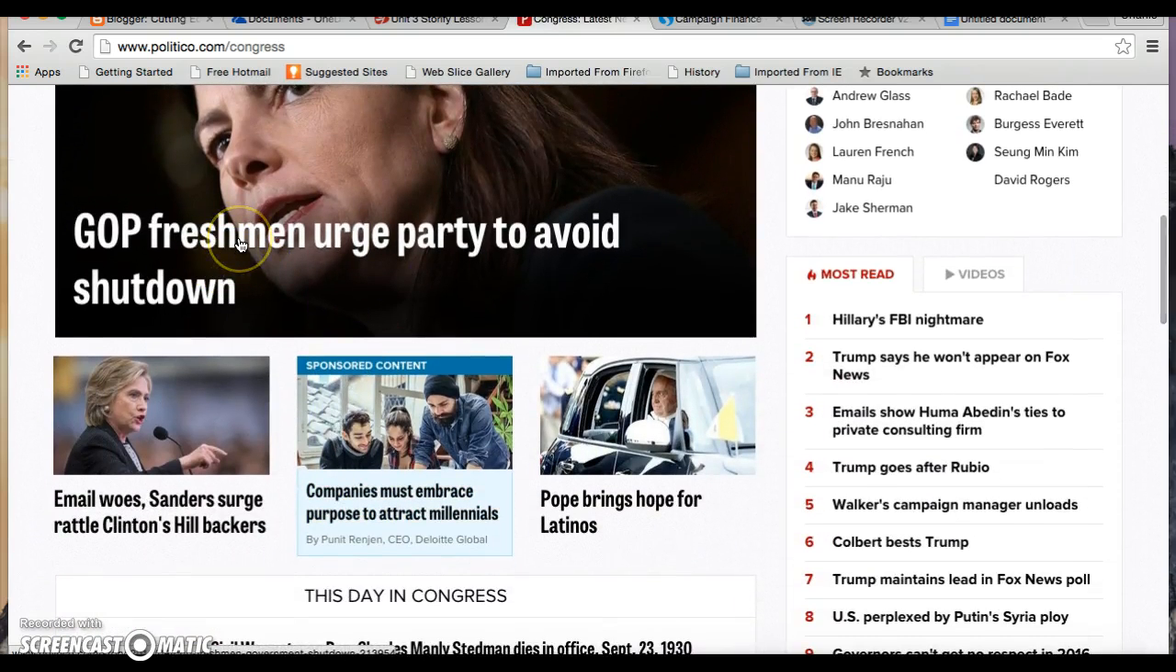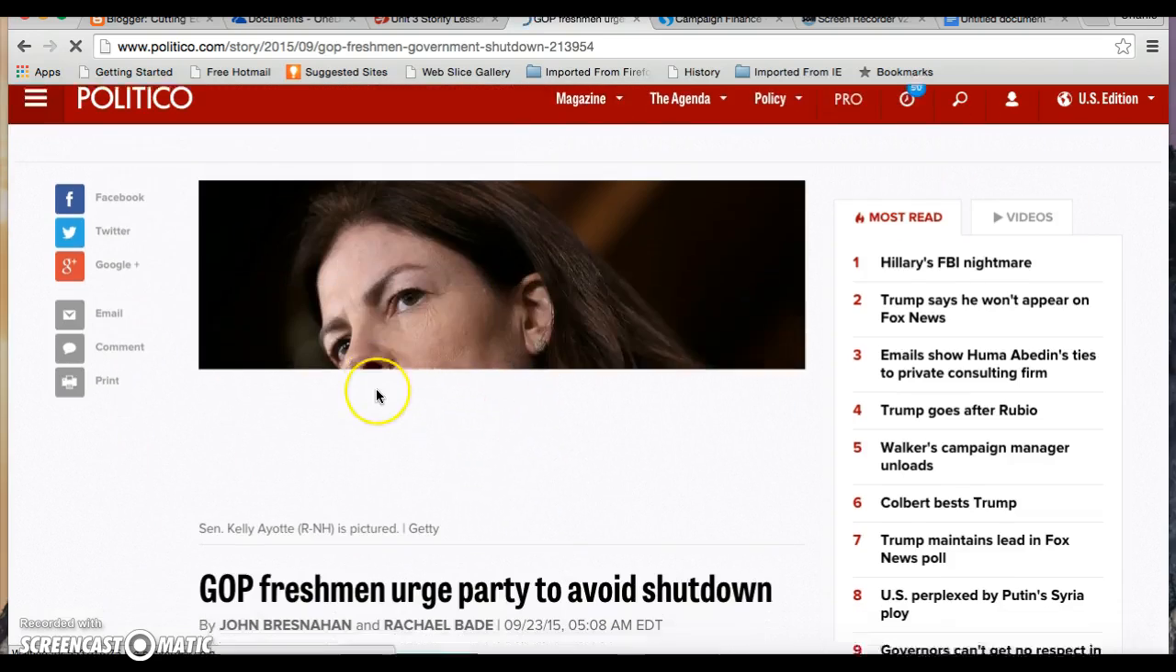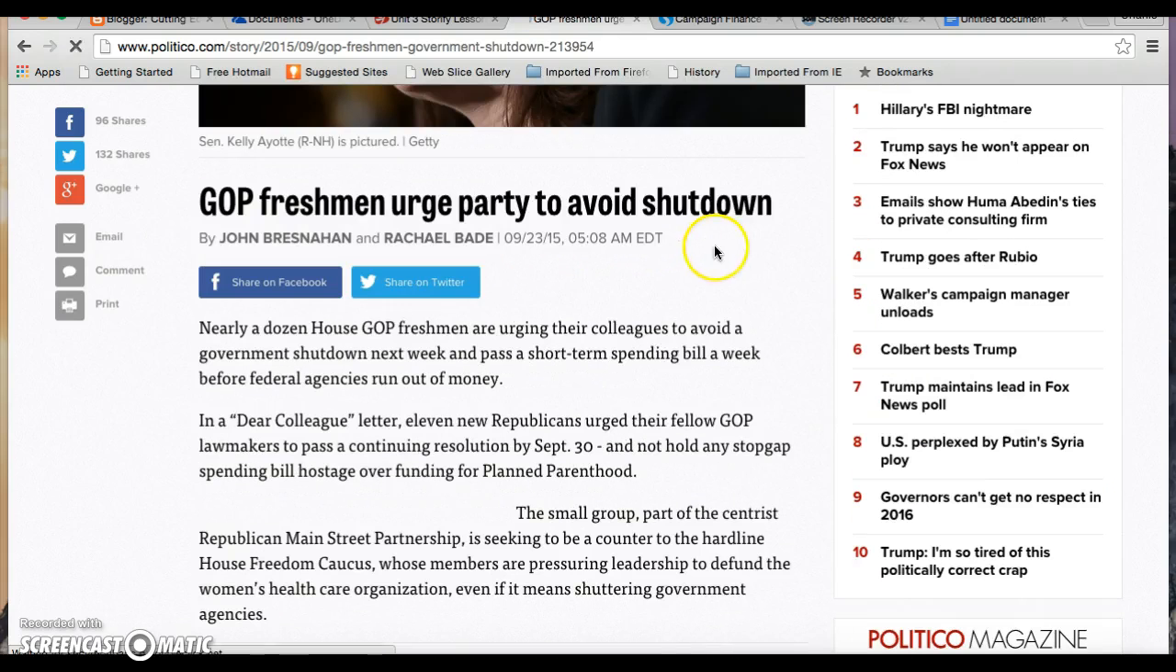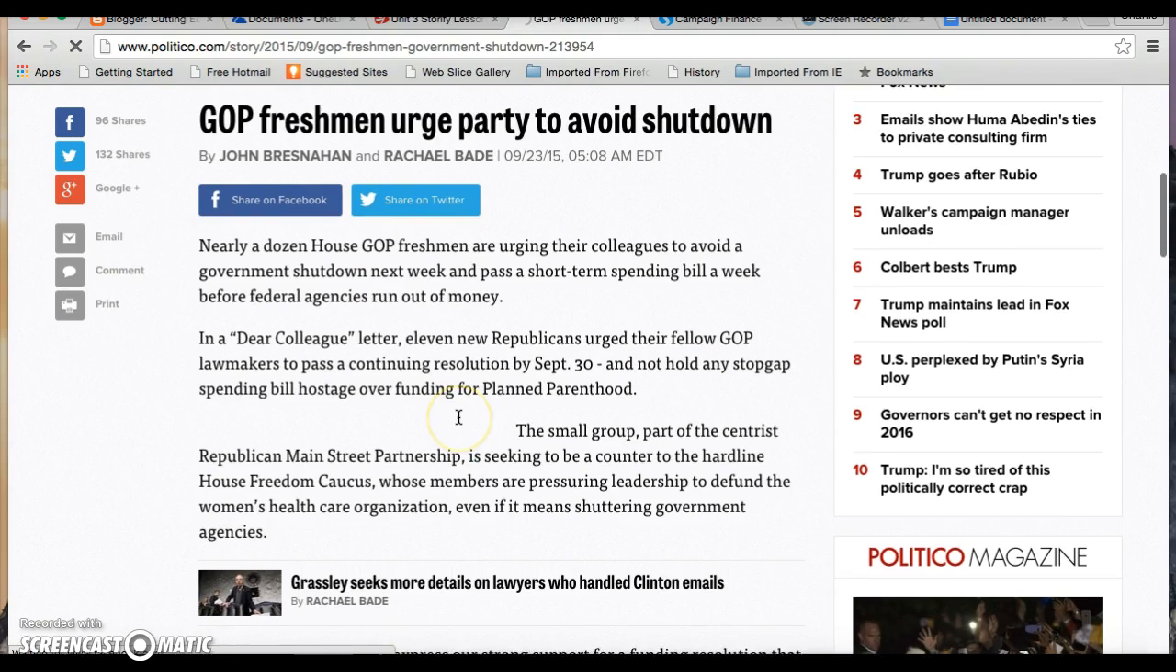So, GOP freshmen urge party to avoid shutdown. If we have a look here, you can see that nearly a dozen House GOP freshmen are urging their colleagues to avoid a government shutdown next week and pass a short-term spending bill. This means that we have some Republicans saying we need to pass a bill and some Republicans saying we are not going to pass this spending bill. The issue, Planned Parenthood, which is an organisation that helps funding for abortion.